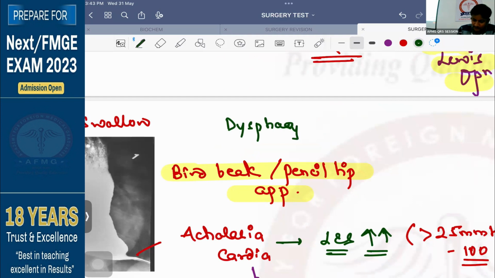So definitely the dysphagia in case of achalasia cardia is more to liquids as compared to solids. Whereas it is vice versa in a case of esophageal cancer. Okay? So that's important to be remembered.